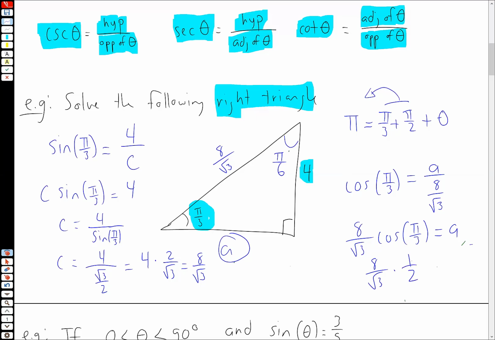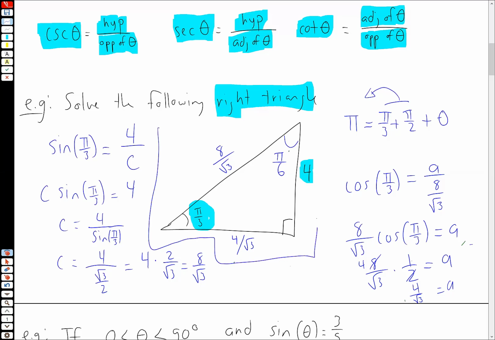Remember, look at your unit circles if you don't remember that. And so simplifying, 2 goes into 8 4 times, so this is really just 4 over the square root of 3. So this is 4 over the square root of 3, and we've solved this right triangle.